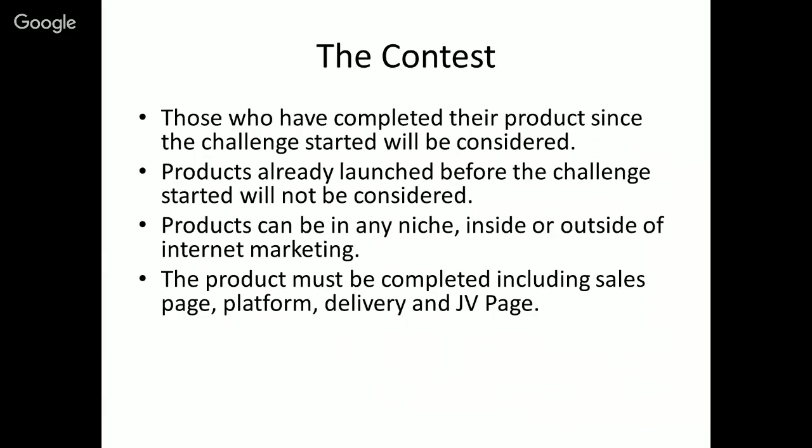Now, here's what a completed product is, and here's what you want to take note of. You want to have your sales page ready. You want to have chosen your platform. You're going to use JVZoo, Warrior Plus, Genius Marketing Pro. You've already done that. Your product is ready to be delivered. So in other words, you have the download links. It's ready. Somebody could buy it tomorrow, hit the buy button, and you can get paid. So you have to be ready.